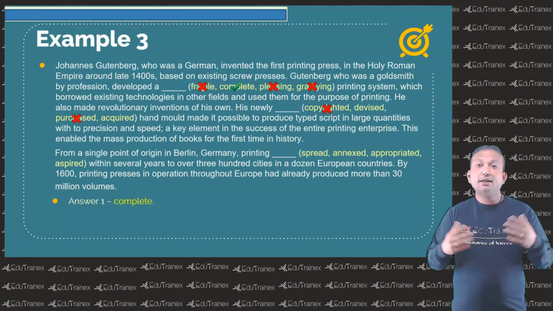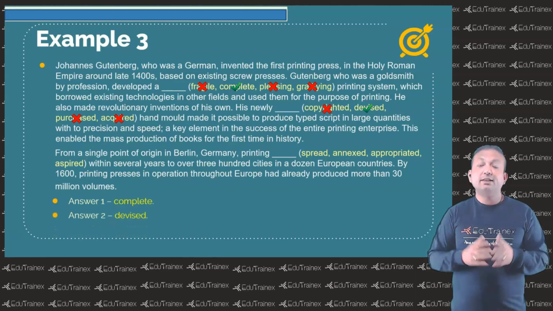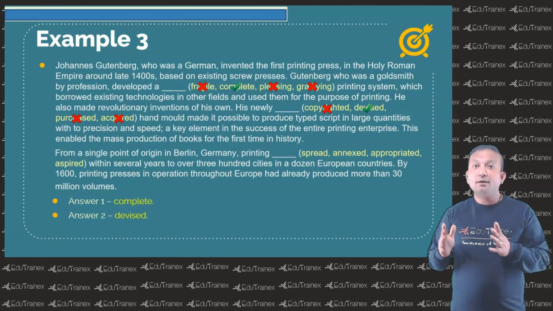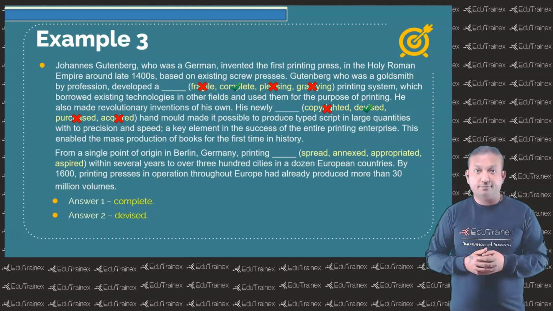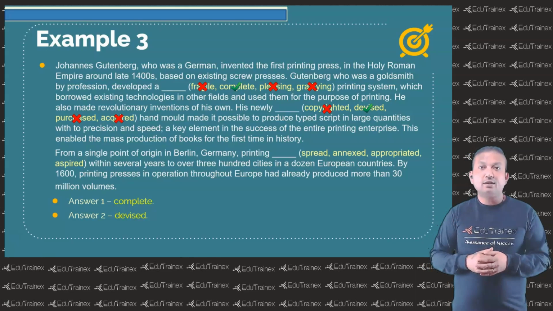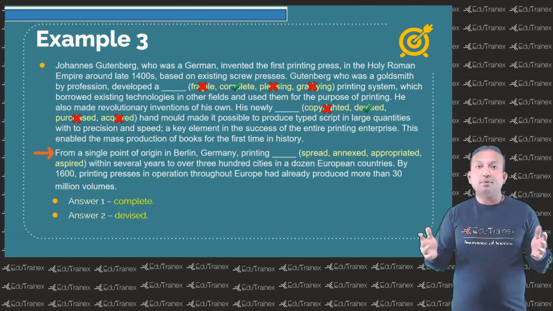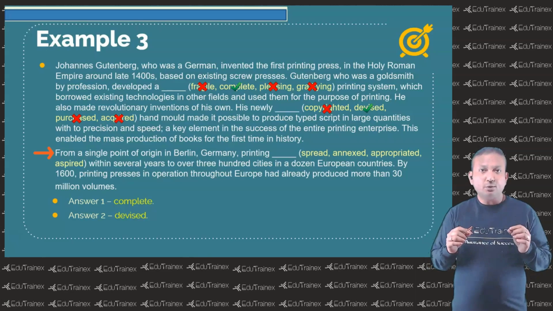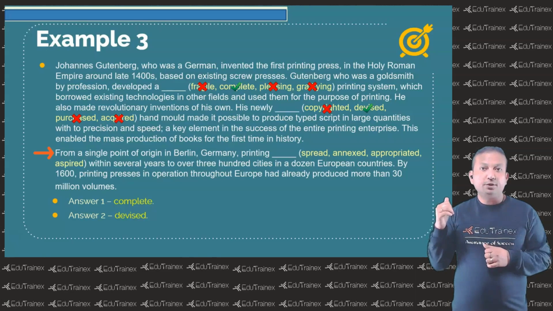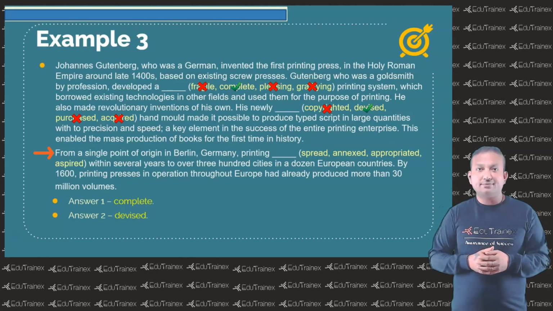Now think about, did he acquire it from someone? Absolutely not. It was his own invention. So that leaves us with device, which is the best answer and also makes perfect sense here. His newly devised hand mold, meaning he made something of his own. The third sentence with a blank talks about how it spread from Berlin to the other parts of Europe. Just by looking at the options, you should be able to guess which one is the best answer. It's spread, the first one.